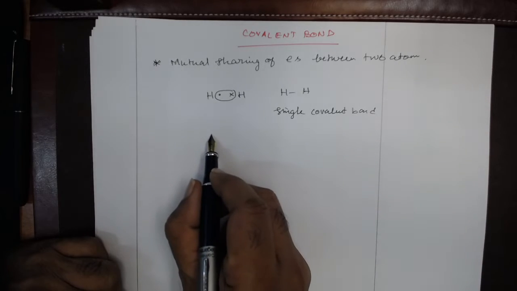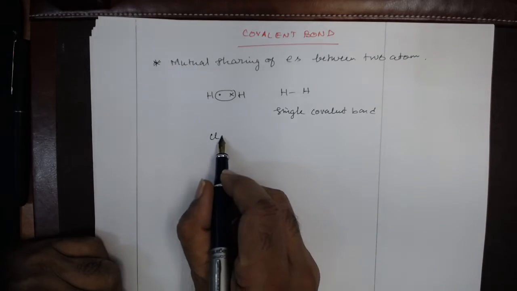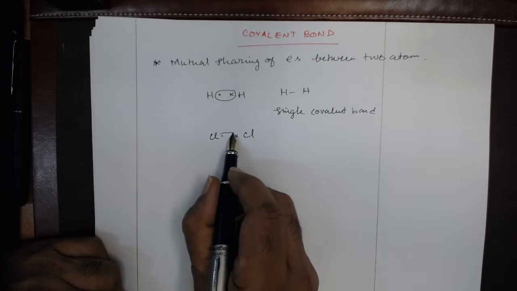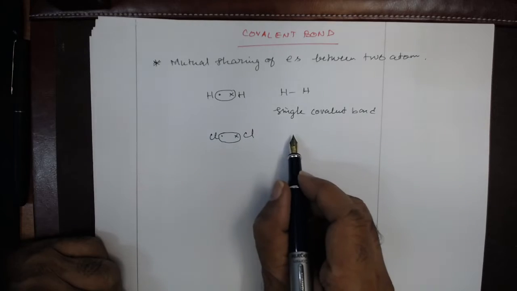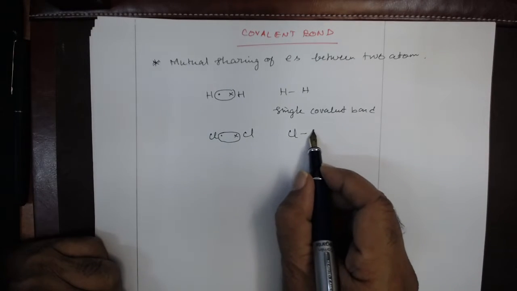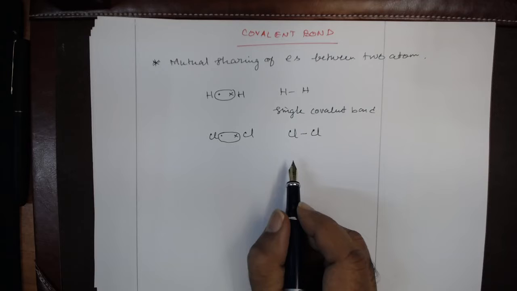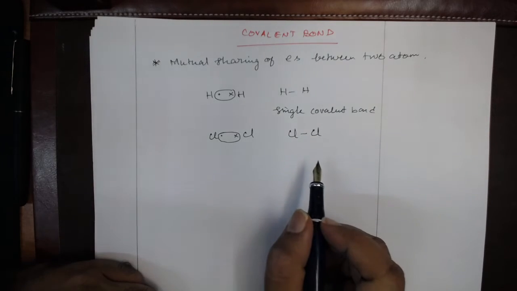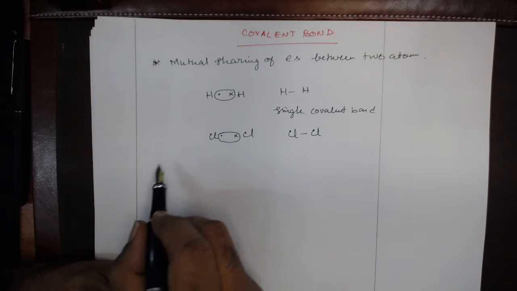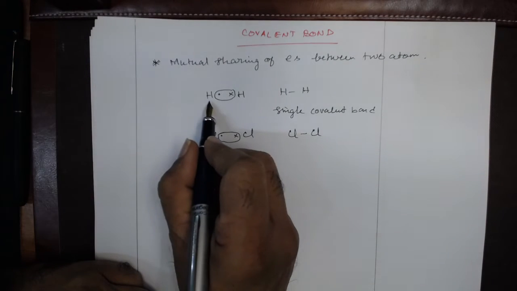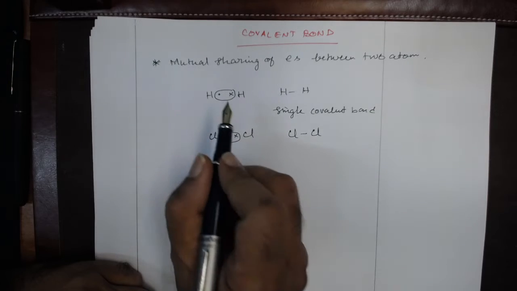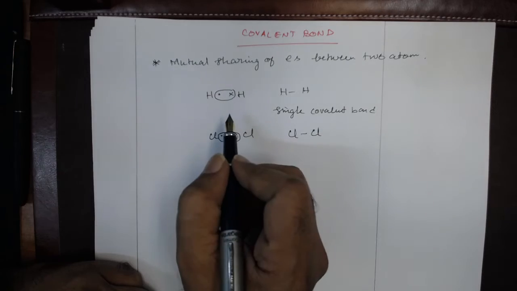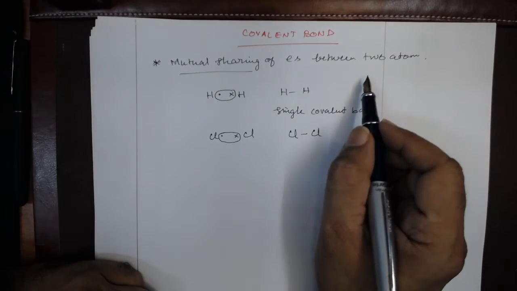Similarly, chlorine has an electron, and this chlorine has an electron, so they may form a bond. So the Cl-Cl bond results in the chlorine molecule, Cl2 molecule. In fact, the hydrogen has only one electron, and this also has one electron, so they can have mutual sharing of electrons to form a covalent bond.